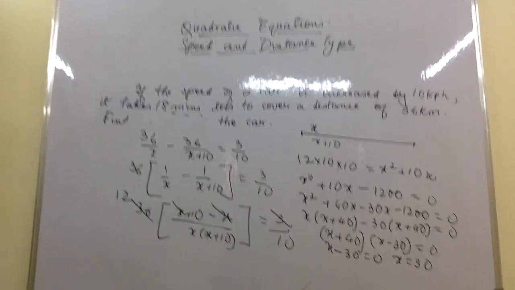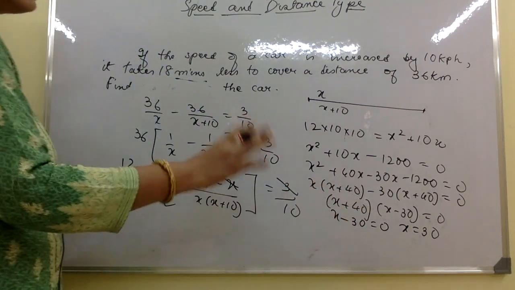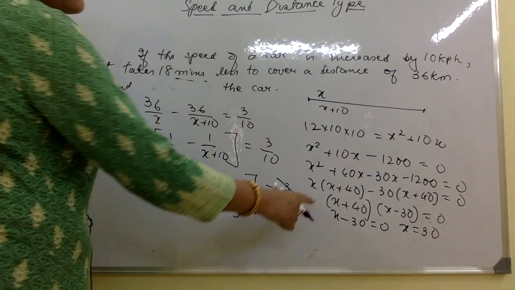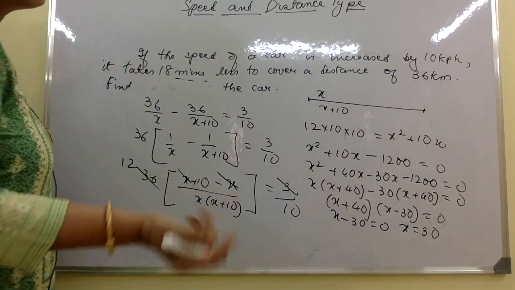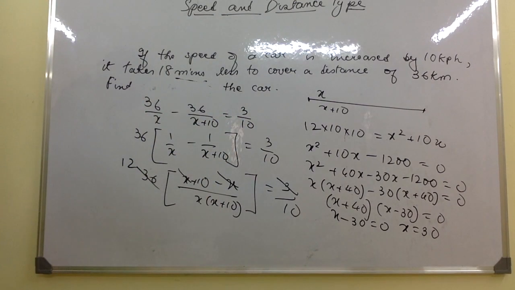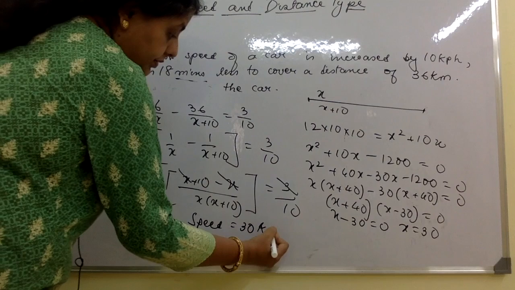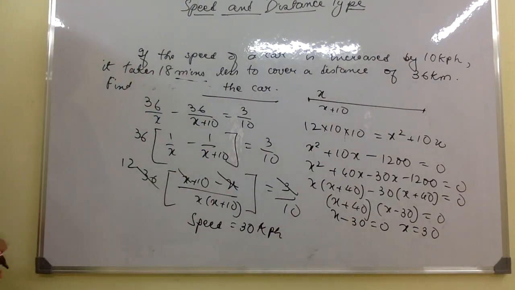That x is equal to 30 is my only valid answer. If I had taken the other factor, I would have got x is equal to minus 40, but speed cannot be negative in this sum. So I got my answer, that is 30 kilometers per hour is the original speed. So speed is equal to 30 kph. This is what we have got.